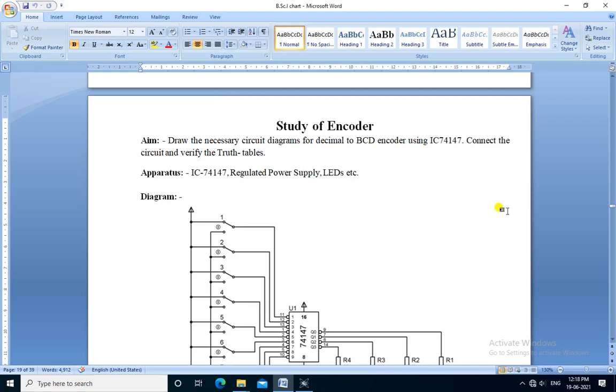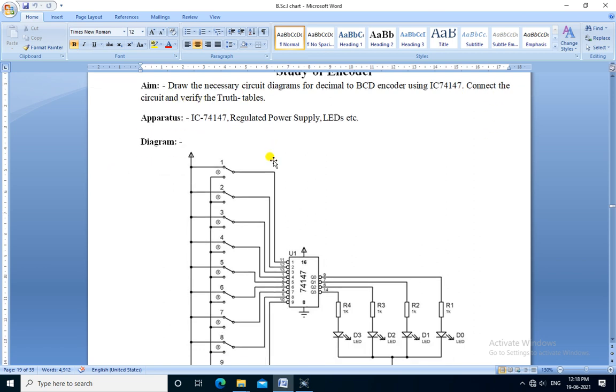Hello friends, we are going to perform the practical study of encoder. Aim: draw the necessary circuit diagrams for decimal to BCD encoder using IC 74147. Connect the circuit and verify the truth tables.